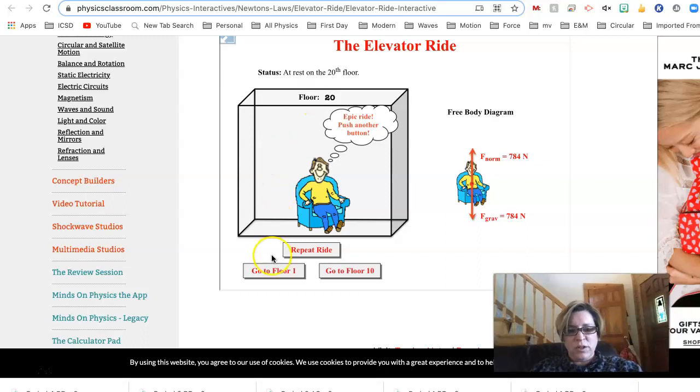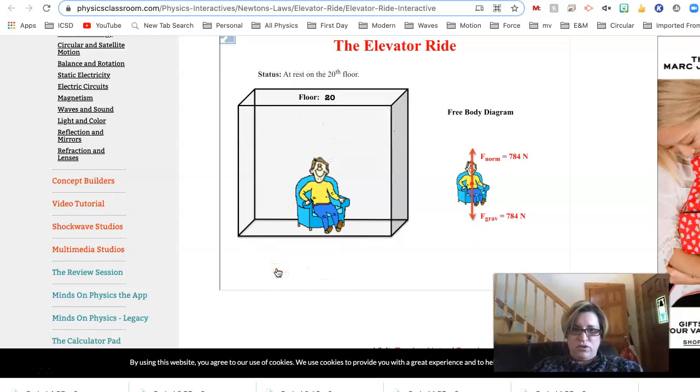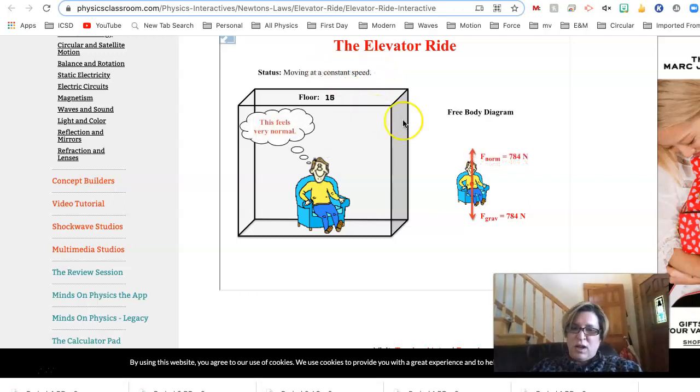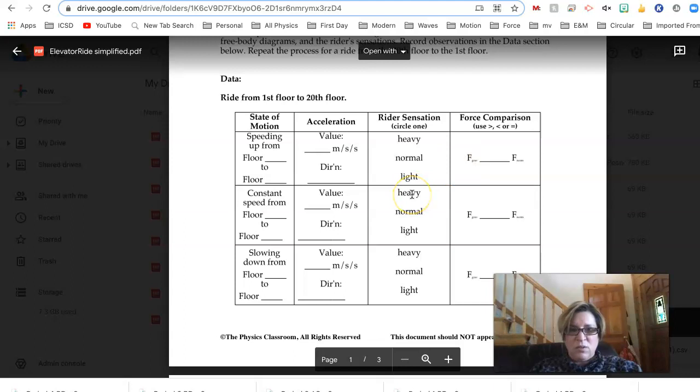All right, and then similarly, you can go on and do the reverse trip, right? And so you'll notice again, the accelerations are written here. All right, the feelings are described here, and the forces are described there. And all of these will be recorded here, and then you're going to answer questions about them.